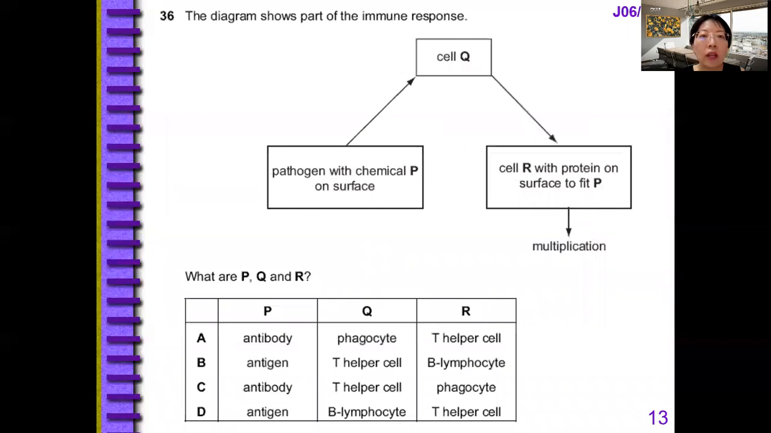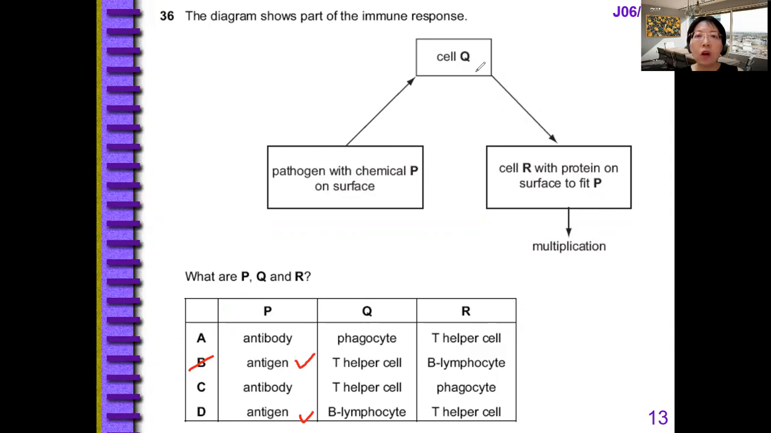So next question. The diagram shows part of the immune response. We've got all these cells, chemical P, cell Q, cell R. So what are P, Q, R? Open to the floor. Is B correct? So let's see. P is the pathogen with chemical P on its surface. So P is definitely antigen, right? So these two are possibly correct.